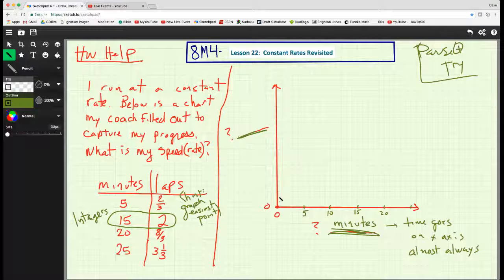And I'm going to put my laps. I'm going to go 1, 2, 3, 4, 5. I'm going to actually use 5 blocks for every one lap. So we put our laps here. 1, 2, 3, 4. This is 3. So I'm going to graph. After 15 minutes, I've gone 2 laps.